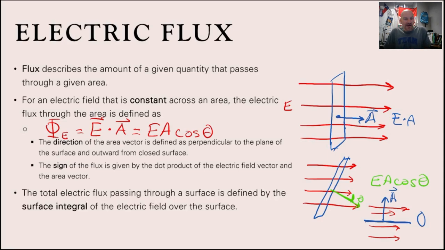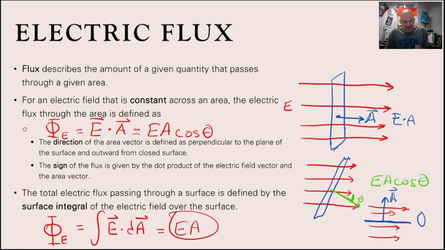Now, the total electric flux passing through a surface is defined by a surface integral. Don't let that scare you, that now we're talking about surface integrals. The good thing is for AP Physics C, the answer is just going to be E times A. So here we have our integral: the integral of E dot dA, the amount passing through. But like I said, don't be scared, because at this level we're just looking at E times A.